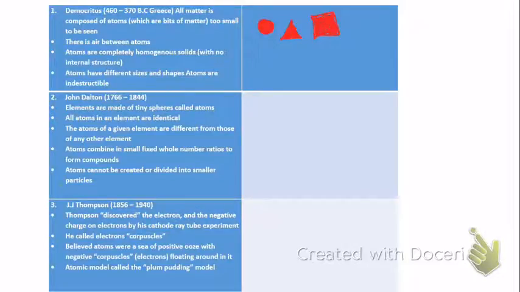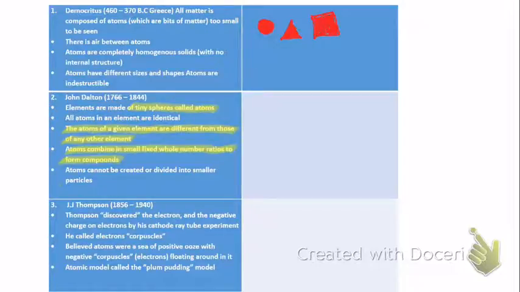First of all, atoms are tiny spheres, all right? All atoms in an element are identical. That is incorrect. But atoms of an element are different from those of other elements. In other words, carbon atoms are different than oxygen atoms. And atoms do combine in fixed whole number ratios to form compounds. He was correct about that. He was not correct about atoms cannot be divided into smaller particles. So these are the three ideas that John Dalton got correct.